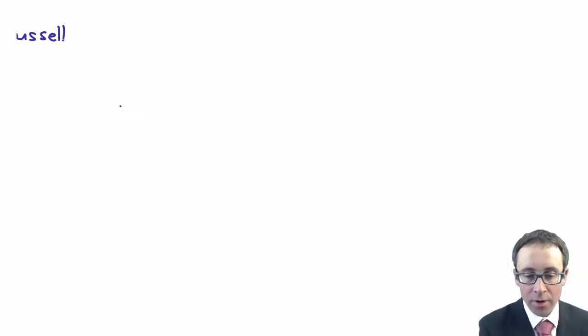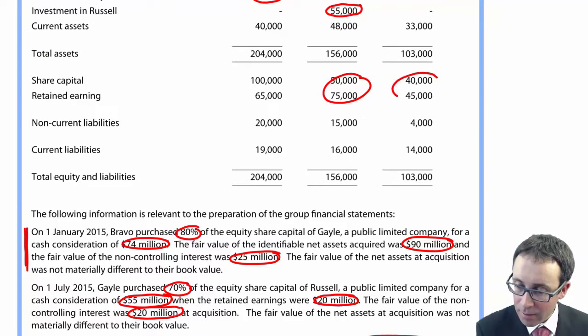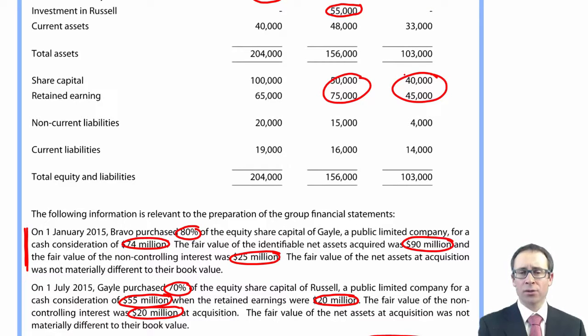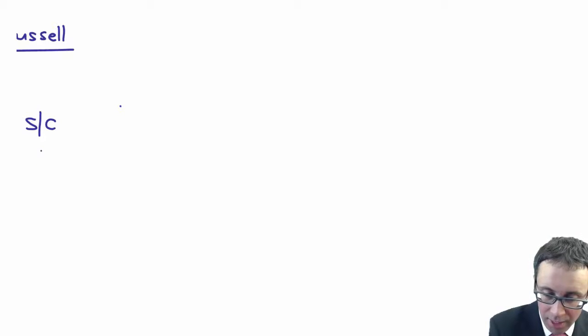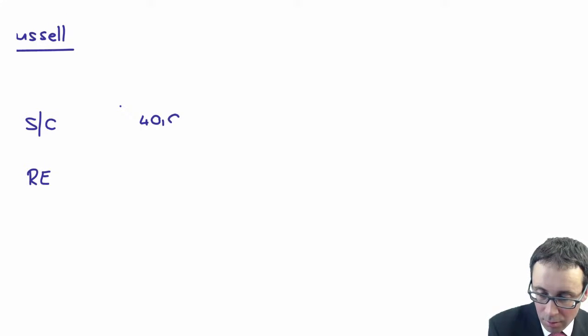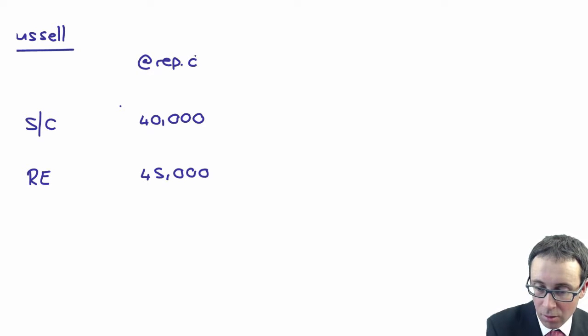We then need to do exactly the same working. Is it there for Russell? So when I'm going through, I'm thinking about Russell. Again, 40 and 45, share capital, retained earnings. So here, share capital, retained earnings. Was it 40,000 and 45,000 at the reporting date?